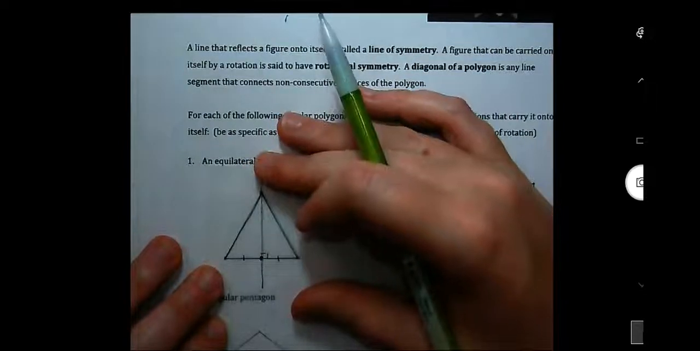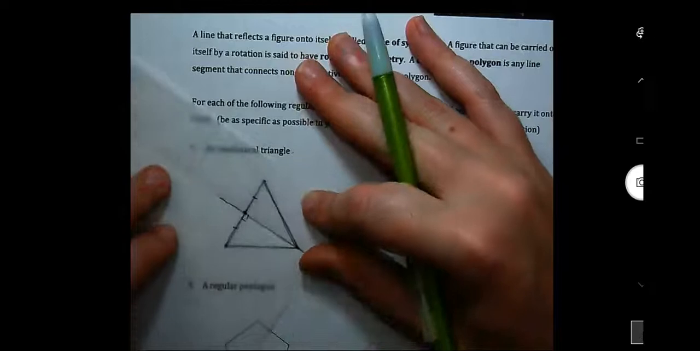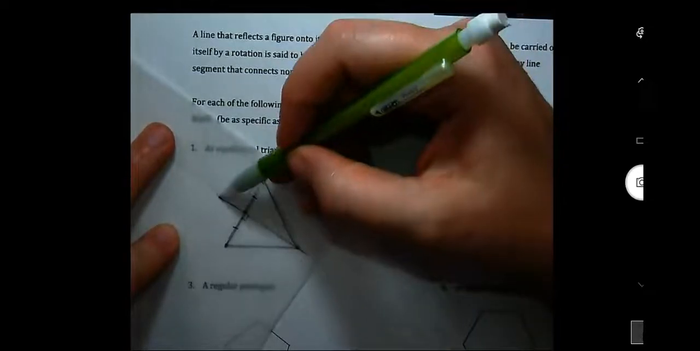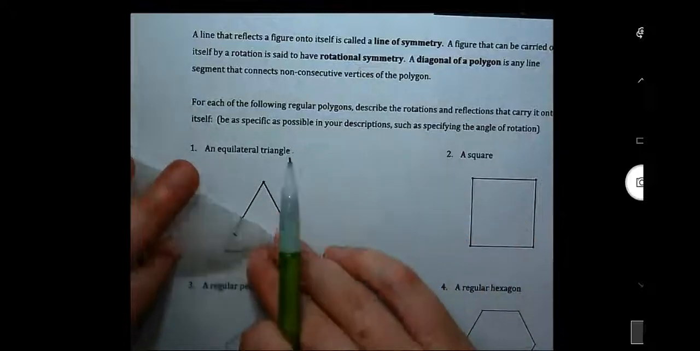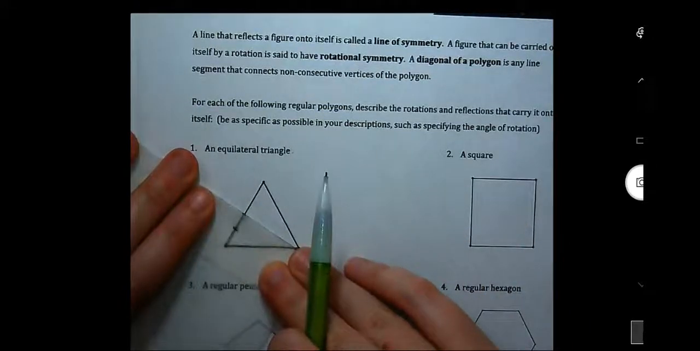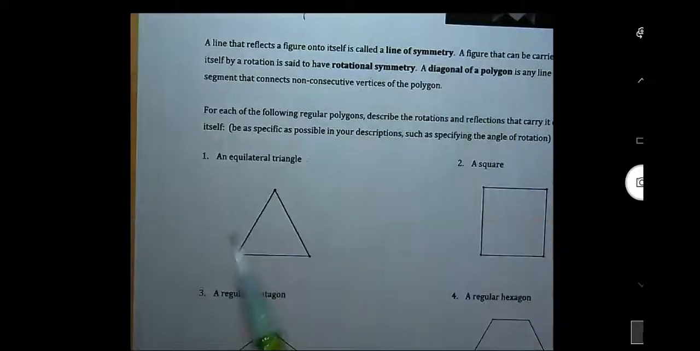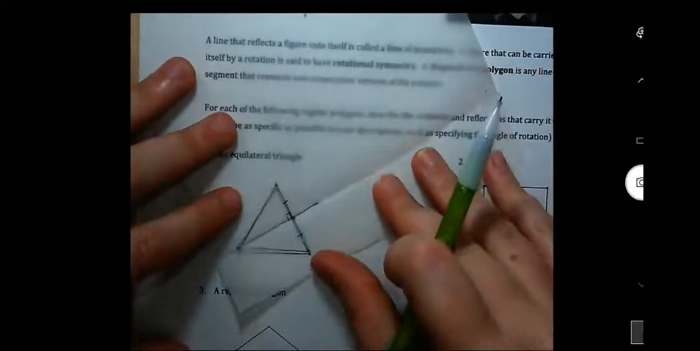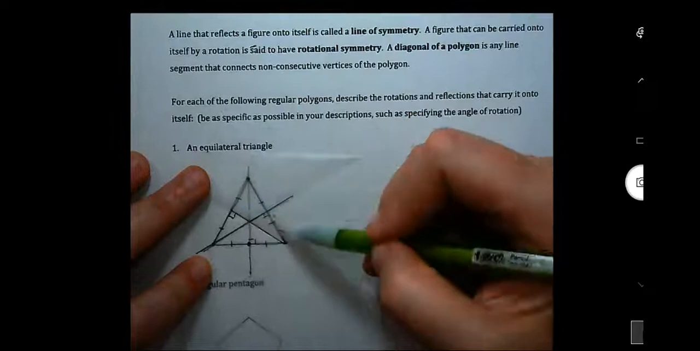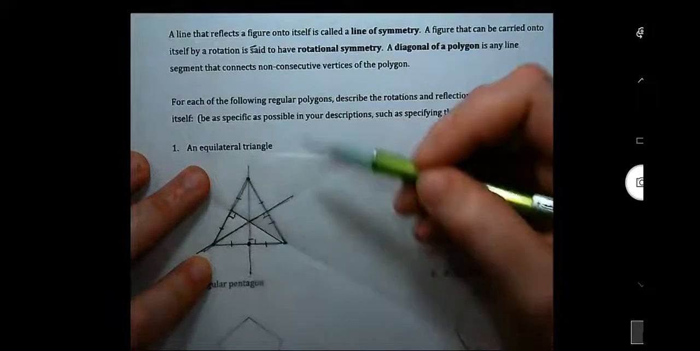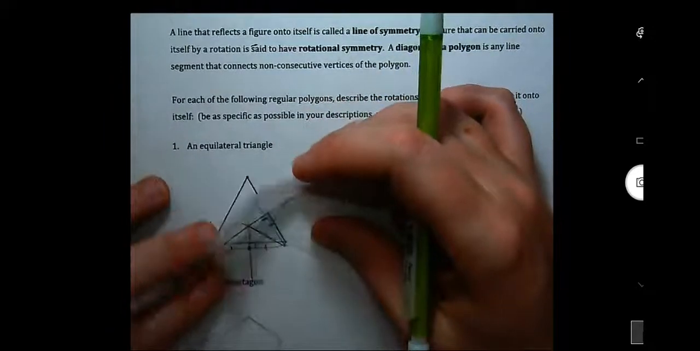I also know that this is an equilateral triangle, so I could look at it from this angle. This perpendicular bisector of this segment is a line of reflection that carries it onto itself. And I could think of this also as this segment, so I have a line of reflection over here. So any of these three perpendicular bisectors of the side lengths would be lines of reflection.